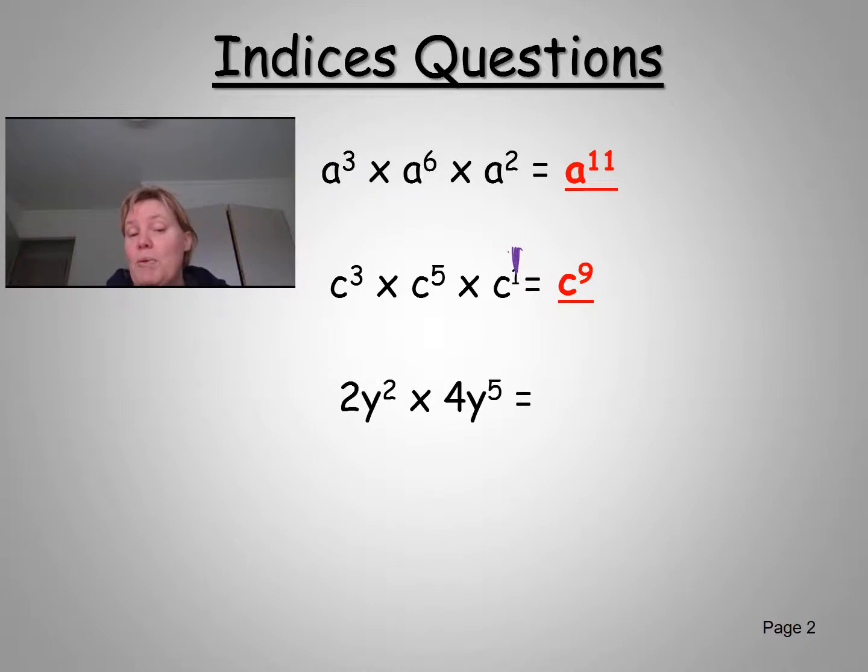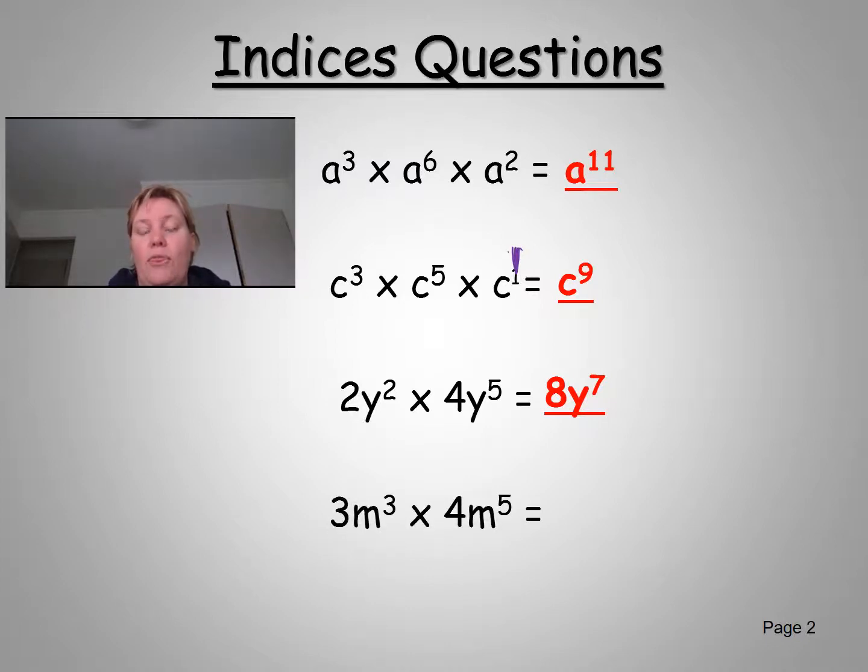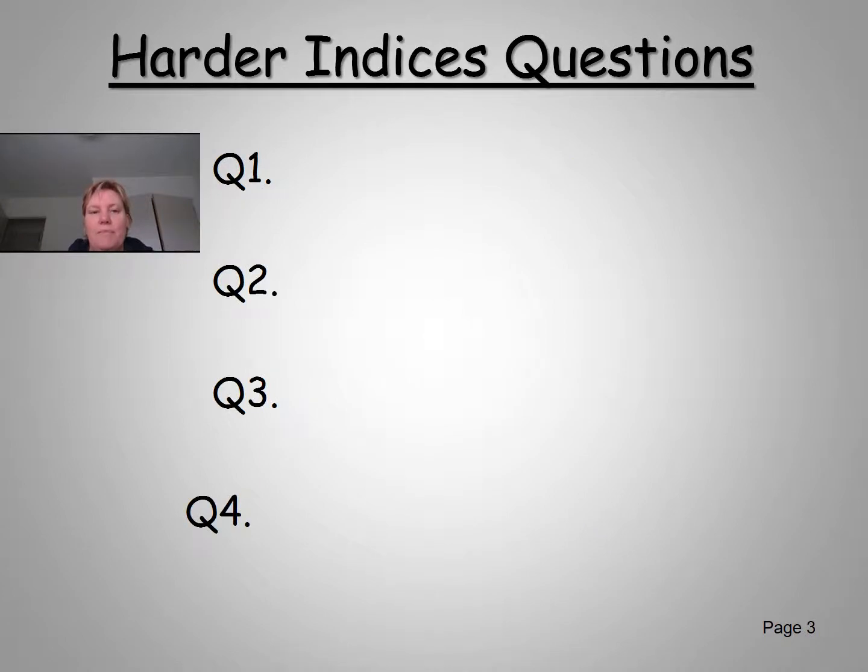Let's try this a little bit harder now. 2 times 4, remember when we were multiplying? So 2 fours are going to be 8, and then y squared times y to the 5 is going to be 8y to the 7. Then 3m cubed times 4m to the 5th. 3 fours are 12, and then the m is going to be to the power of 8.